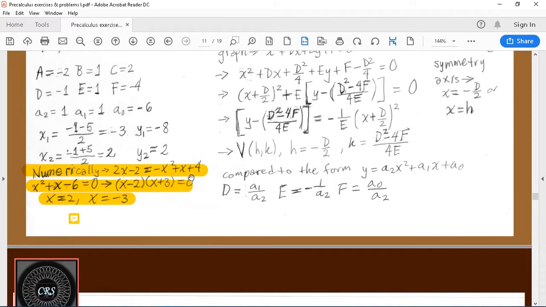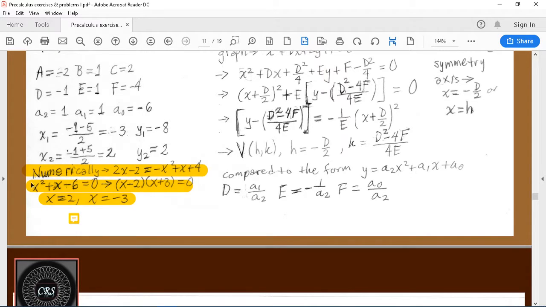We send this x squared to the side, and we have x squared plus x, that is 2x minus x, and minus 2 minus 4 is minus 6, equals 0. So we have x squared plus x minus 6 equals 0.